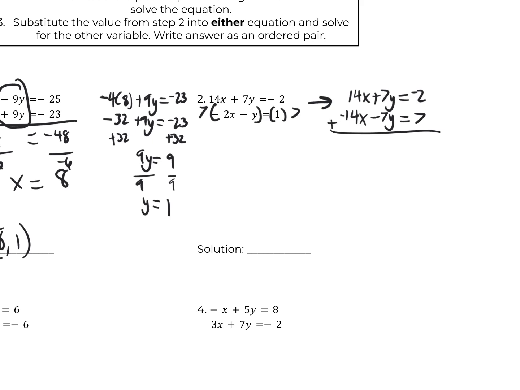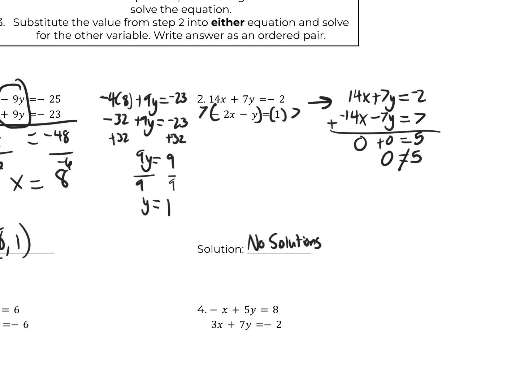So now I'm ready to add those together since I have opposite coefficients. 14x plus negative 14x, well, that's 0. 7y plus negative 7y, well, that's also 0. And then negative 2 plus 7, that's going to be 5. So I end up with 0 equals 5. Well, that is not a true statement. So just like in the last one, anytime I end up with a false statement, that means there are no solutions.